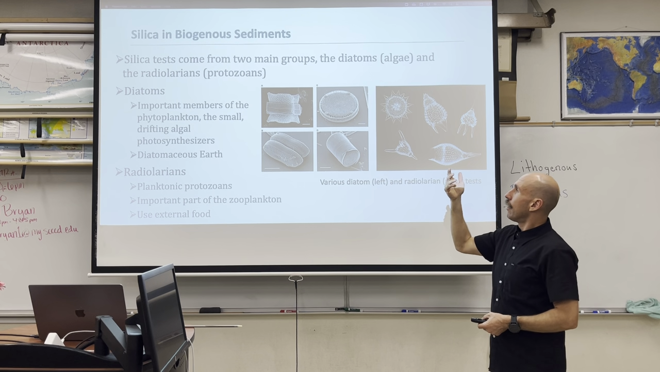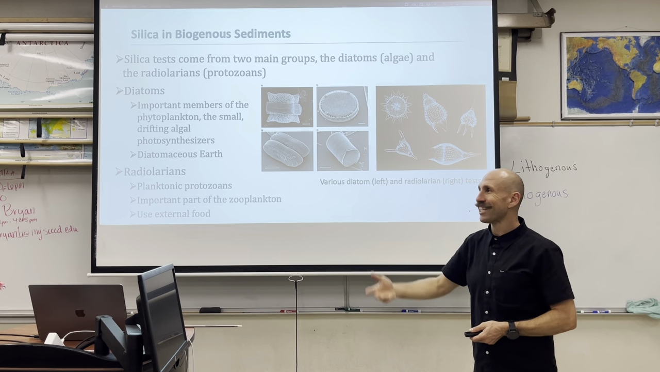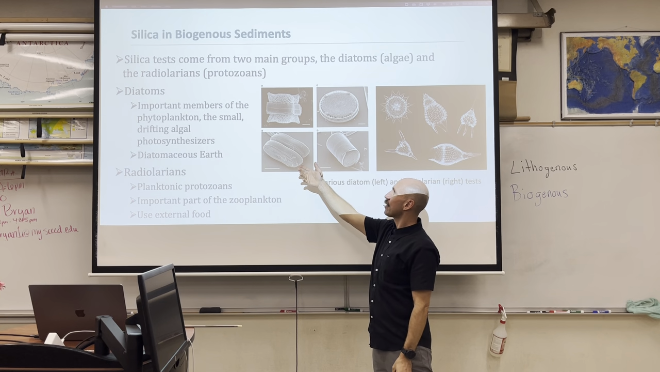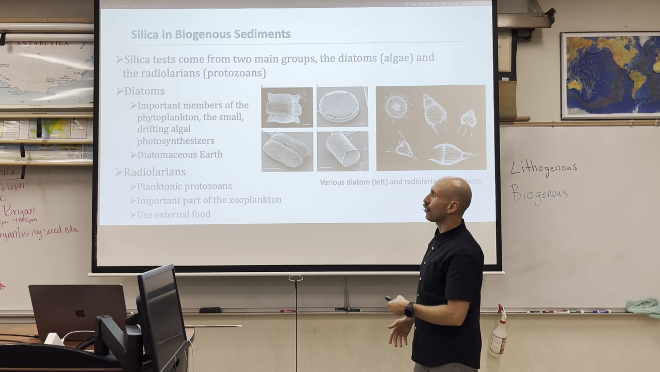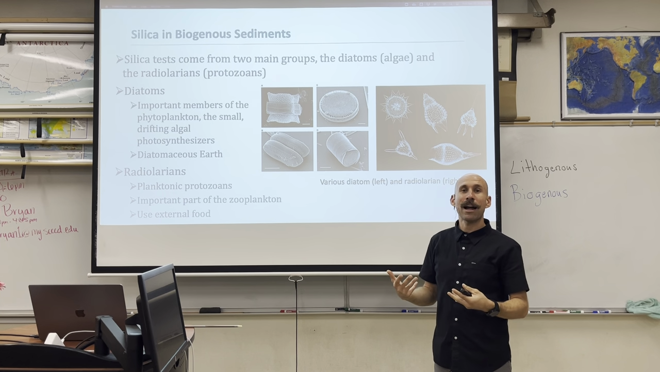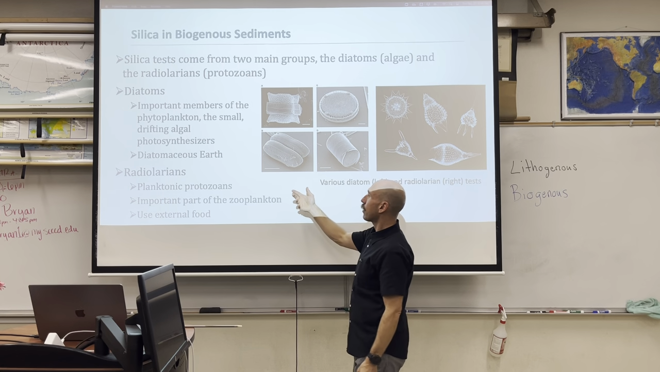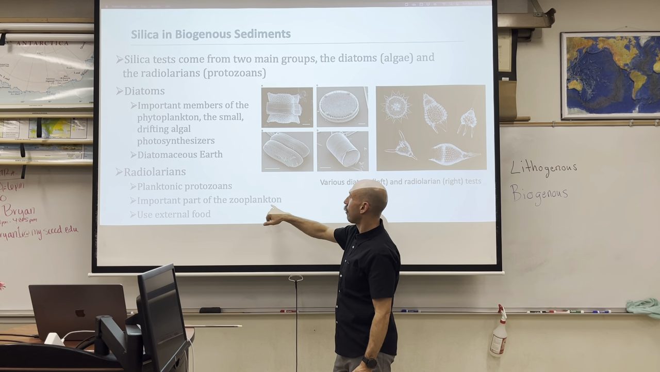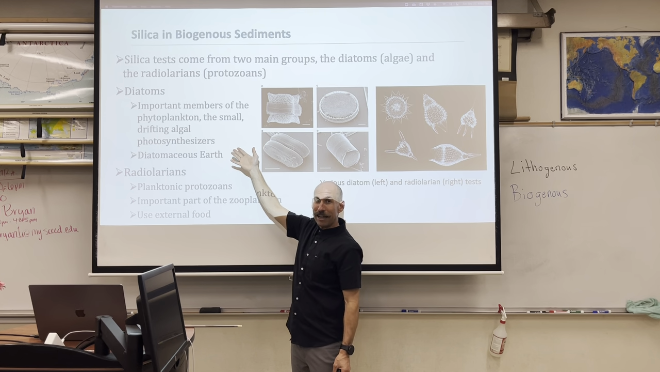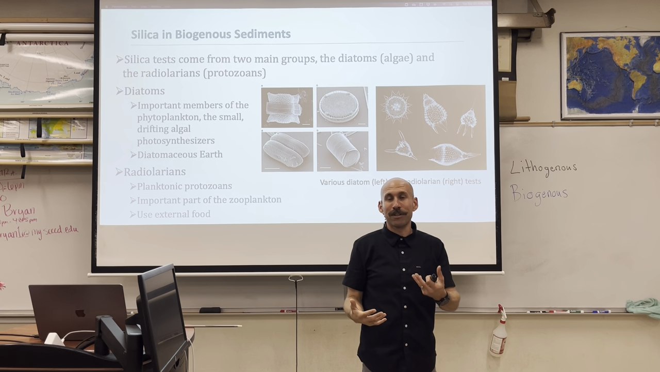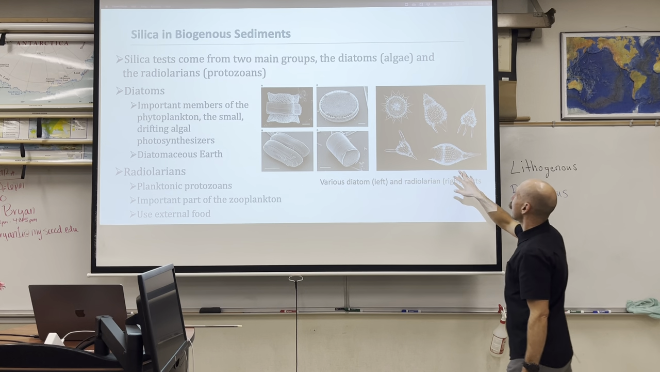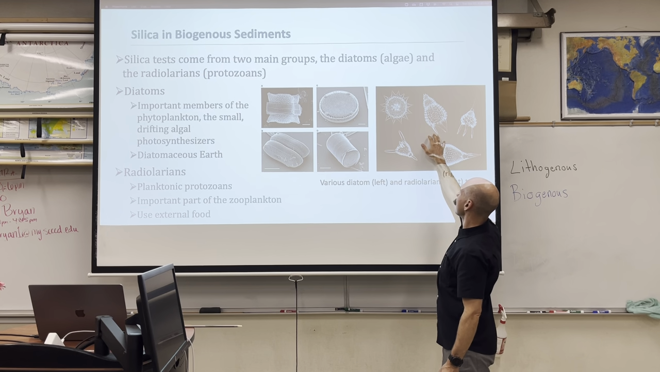Organisms that create siliceous tests are diatoms and radiolarians. Diatoms are members of phytoplankton. The diatoms create diatomaceous earth once they have lithified, which has a variety of commercial uses. Radiolarians are planktonic protozoans that are an important part of zooplankton. So radiolarians eat diatoms, the food web, circle of life, right? The diatoms are photosynthesizers.